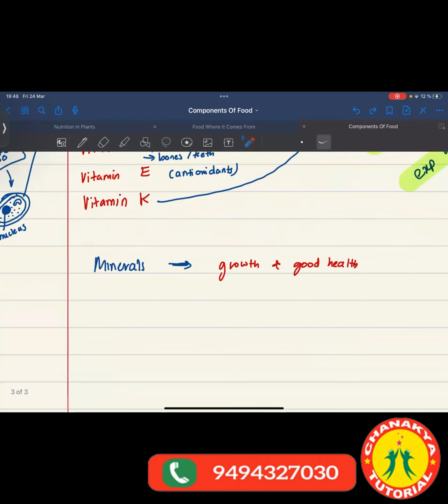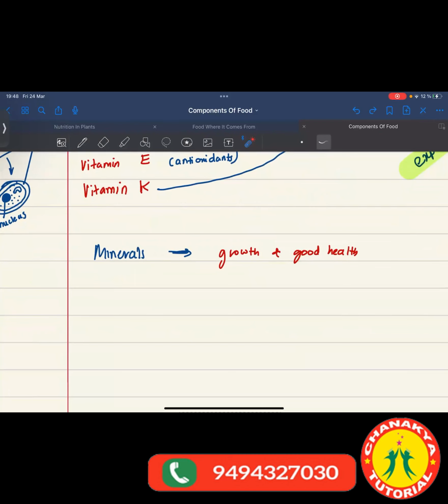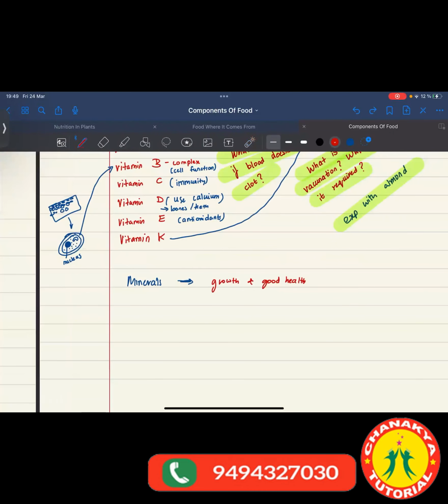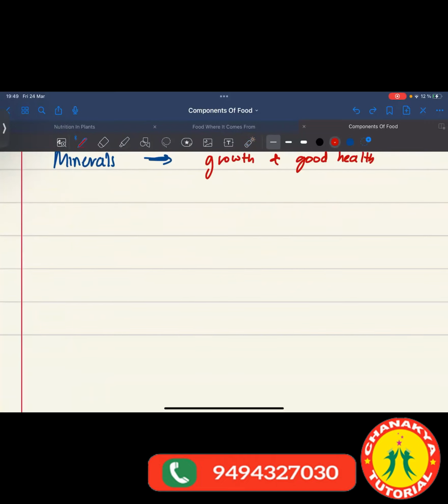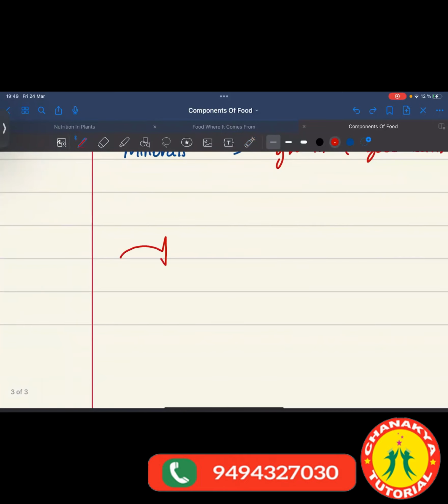Every component is not like fish will only give you protein. It has vitamin A, it has vitamin K also, it has different minerals also in it. It has a little bit of fat also. Fried fish also has fat, right? It has all these components. But now you know very much that fish is rich in which component, which nutrient?